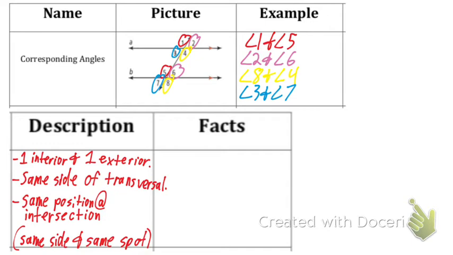Now, in the parentheses, I put this thing, same side and same spot, meaning they're on the same side of the transversal, and they're in the same spot at the intersection. If you can remember those two, the interior-exterior will come in line, okay? So if I need the bottom right of the intersection, I need the bottom right of the other one. 4 and 8, okay? Does that make sense to you guys or no?